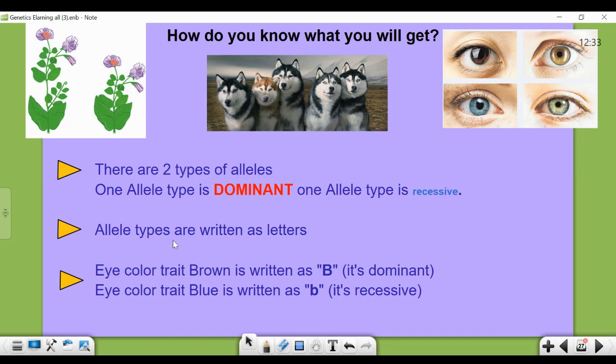Alleles get written with letters. It's just a way to keep them separated. For example, if we were going to talk about eye color and we wanted to use the letter B, it doesn't matter that it's brown and blue. The letters don't matter. We could use the letter A. But if a trait is dominant, it's going to be written uppercase. And if it's recessive, it's going to be written lowercase. So that's what we're going to focus on right here.